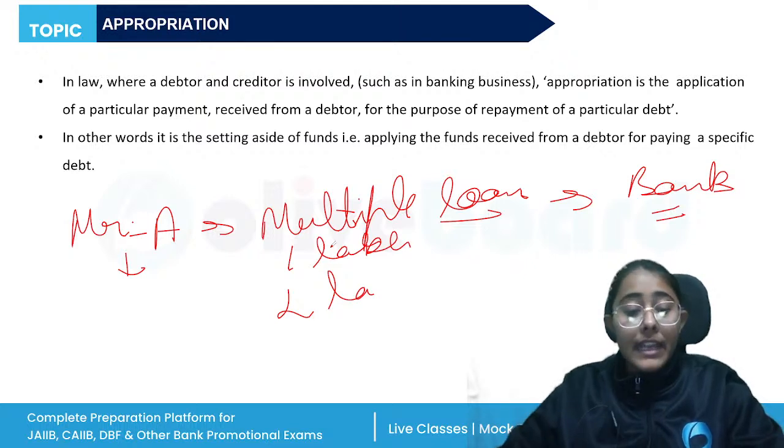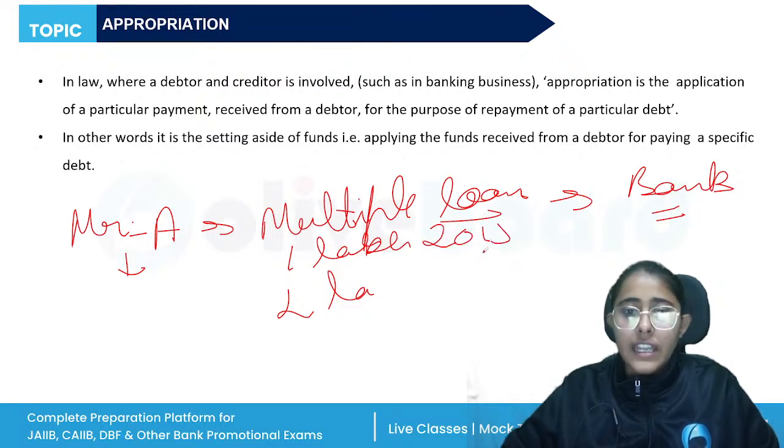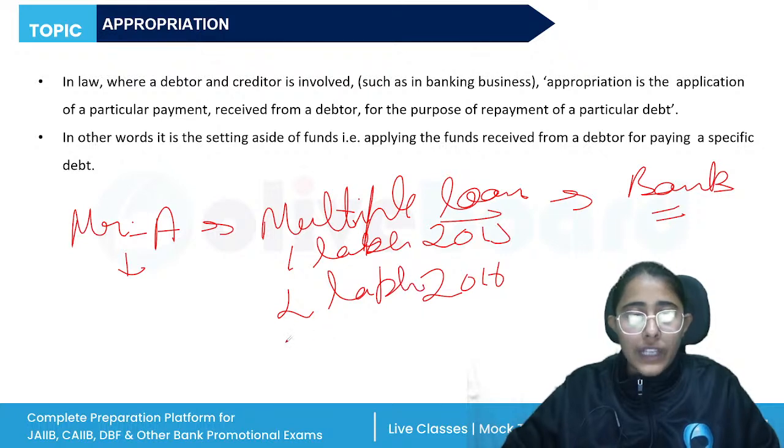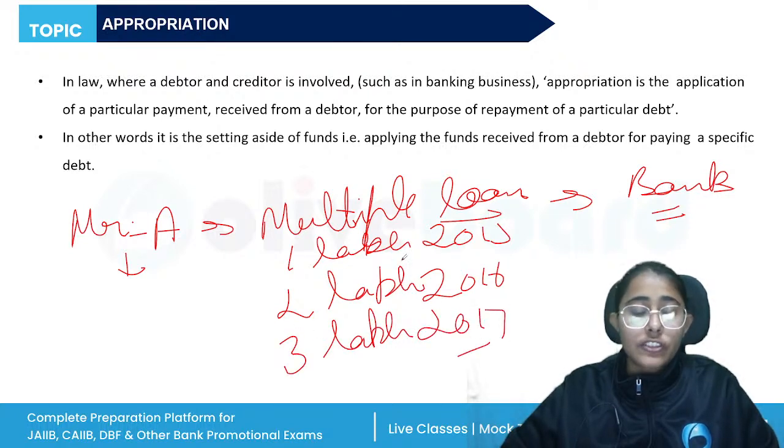Then in another year, we say the loan that was taken of 1 lakh rupees was in the year 2015. Then in 2016, another loan was taken of rupees 2 lakhs. Then a 3 lakhs loan was taken in the year 2017. So here the same borrower and same creditor are entering into these agreements.